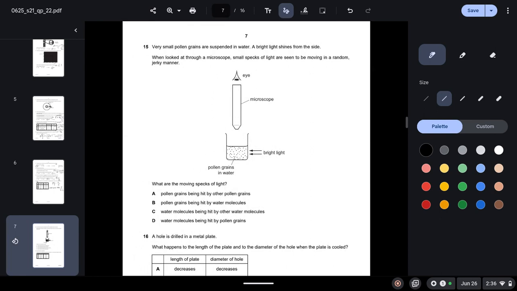Very small pollen grains are suspended in water. A bright light shines from the side. When looked at through a microscope, small specks of light are seen to be moving in a random, jerky manner. What are the moving specks of light? Pollen grains being hit by other pollen grains, this is incorrect. Pollen grains being hit by water molecules, this is correct.